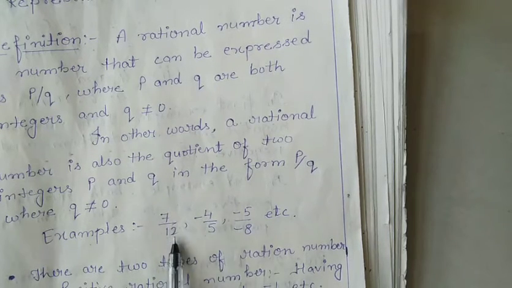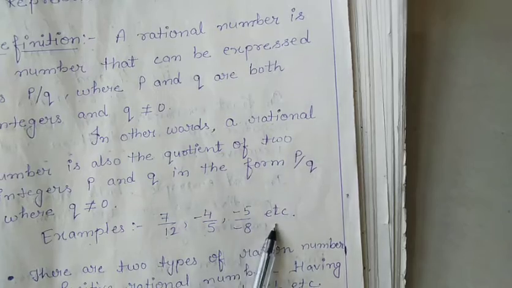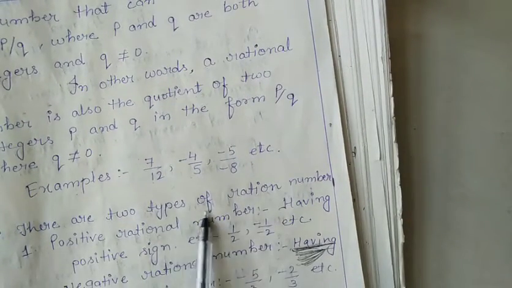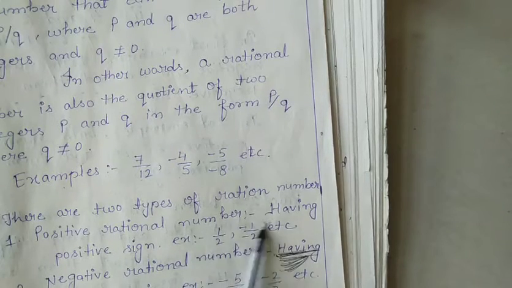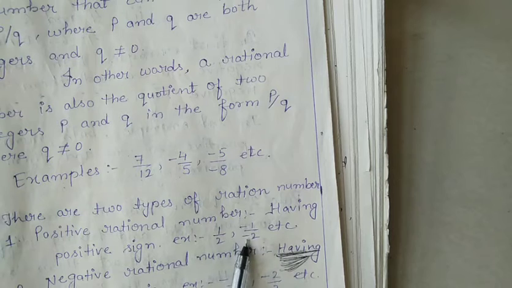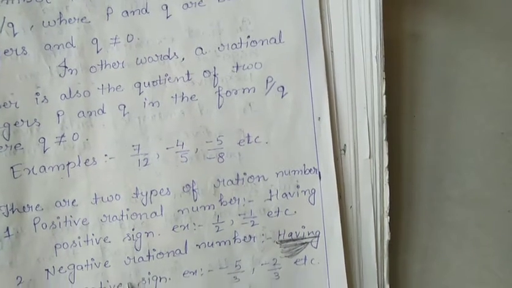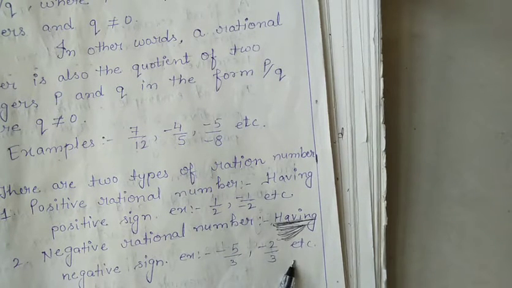Examples: 7 by 12, minus 4 by 5, minus 5 by minus 8, etc. There are two types of rational numbers. First one is positive rational number having positive sign, example 1 by 2, minus 1 by minus 2, etc. And negative rational number having negative sign, example minus 5 by 3, minus 2 by 3, etc.